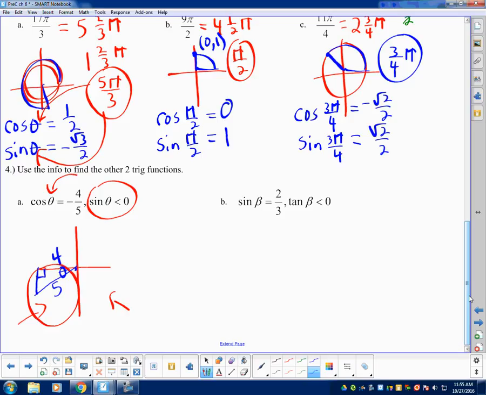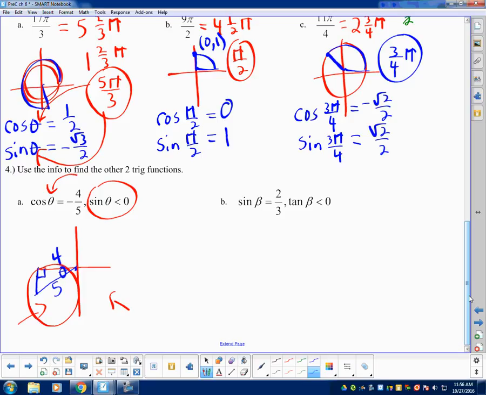And one more time, the reason I know I'm in this quadrant is because it said the sine of theta was less than 0, so that limits it to these two. And then the fact that cosine of theta equals -4/5 limits it to this third quadrant, because that's where cosine is negative. It can't be over here. If it said cosine of theta is +4/5, it would be over here.